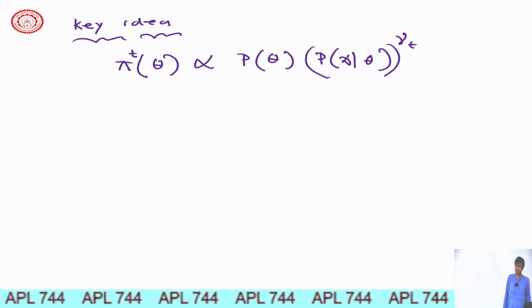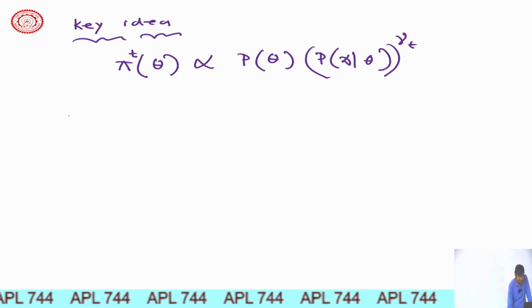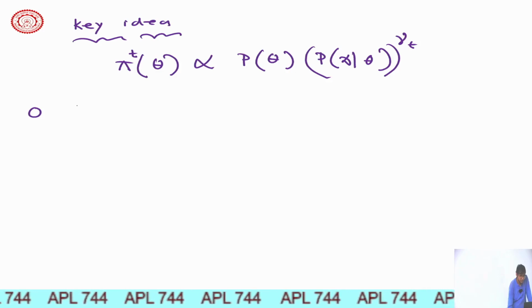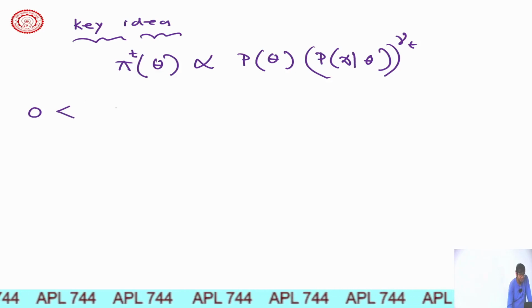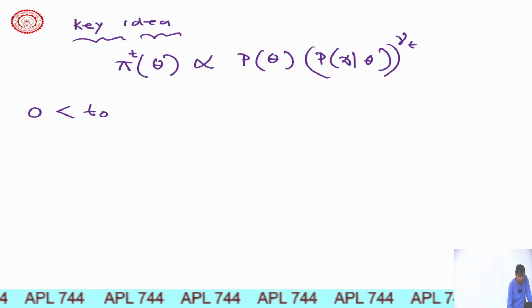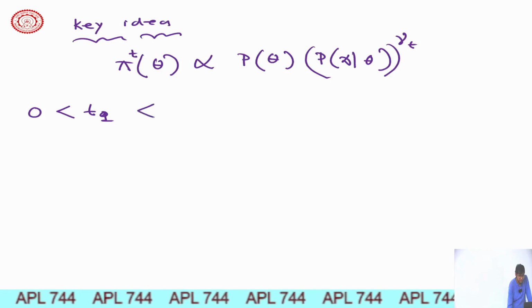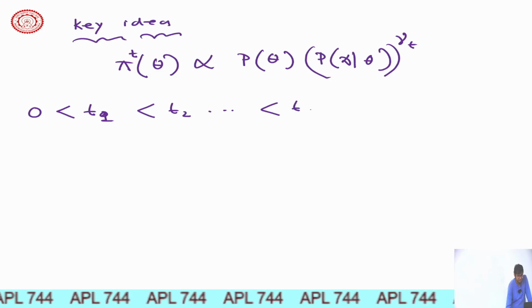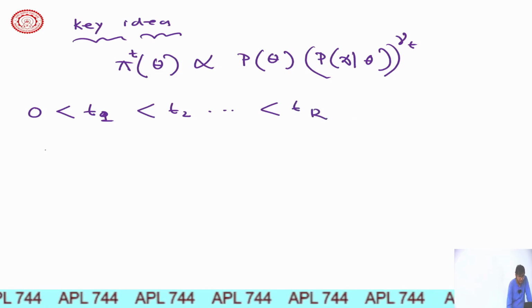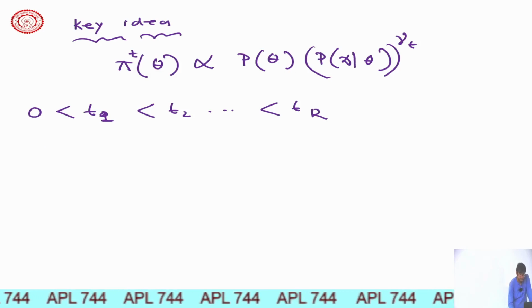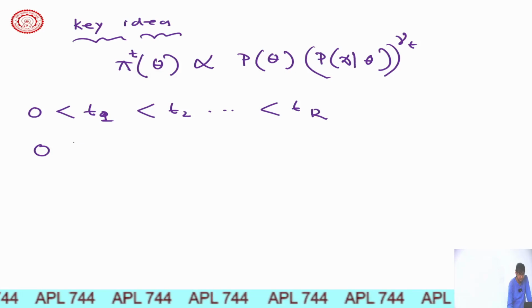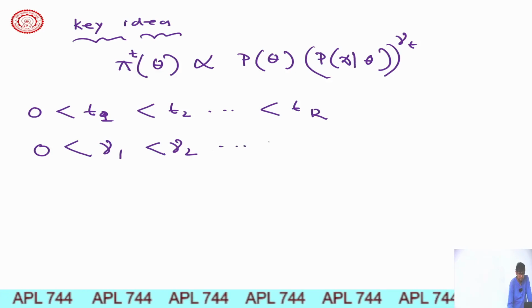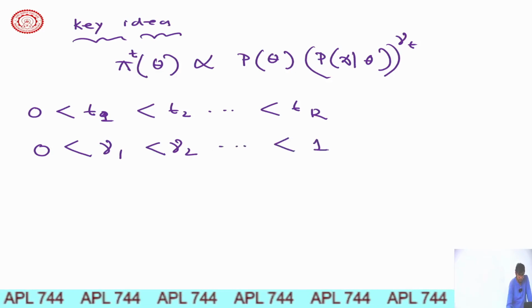Okay, and t0 less than t1, t2, let's say I go in, I don't know, r steps. Okay, similarly gamma t is also 0, gamma 1, gamma 2, 1.